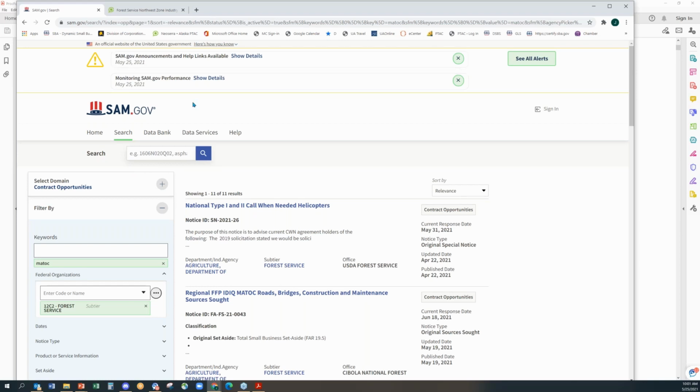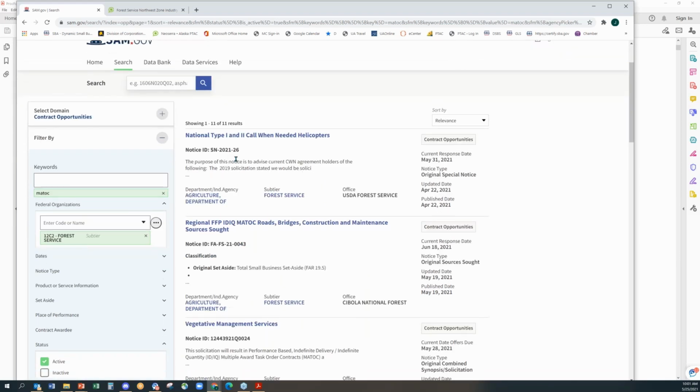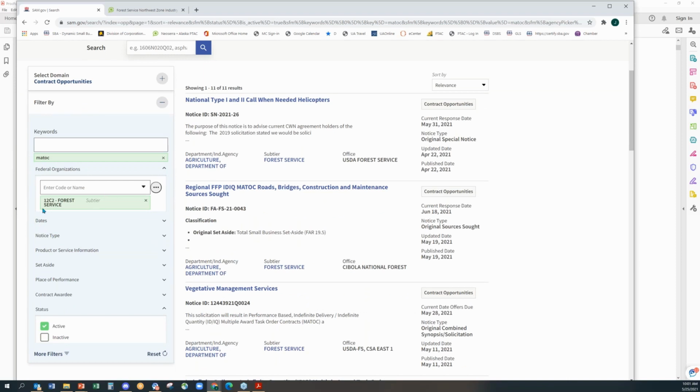Thank you. Okay, so we have the sam.gov, and from the home page, I just put in Alaska, just a keyword to get to the search criteria. And then as Mike had let us know, the agency code for the Forest Service is 12C2. And you can see that I went in here under the federal organizations, and since he gave us the code, I was able to plug that in.